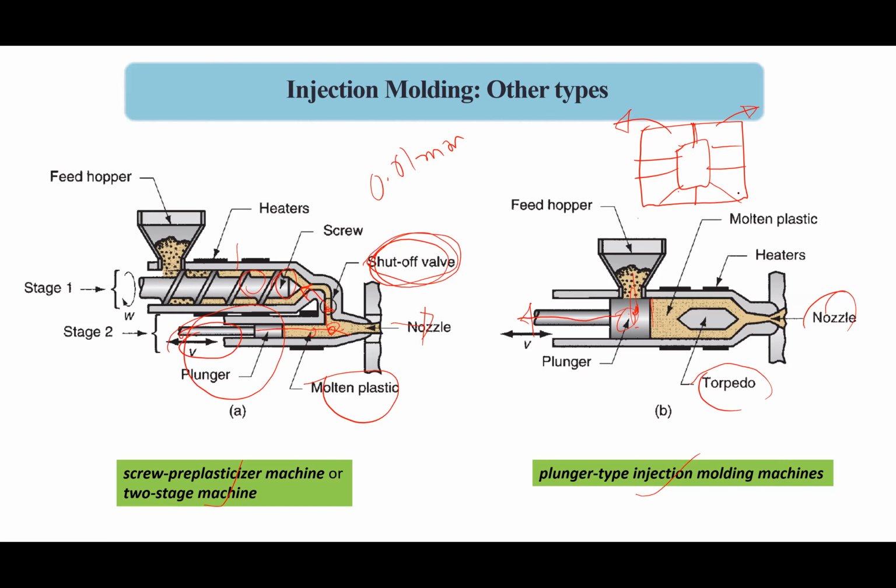Any other? Sir, I have an observation. Okay, sure. Sir, I think in a screw system, the mixing will be better, isn't it, sir? Because of the screw. But in plunger type injection molding, there is no screw, so mixing will not be controlled well. Yeah, definitely. Screw type is better based on mixing, but it depends on the application.